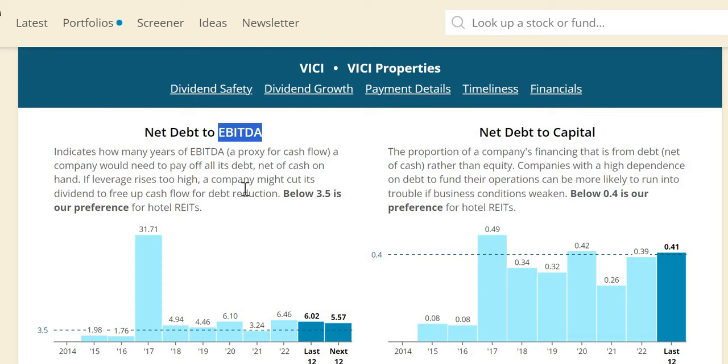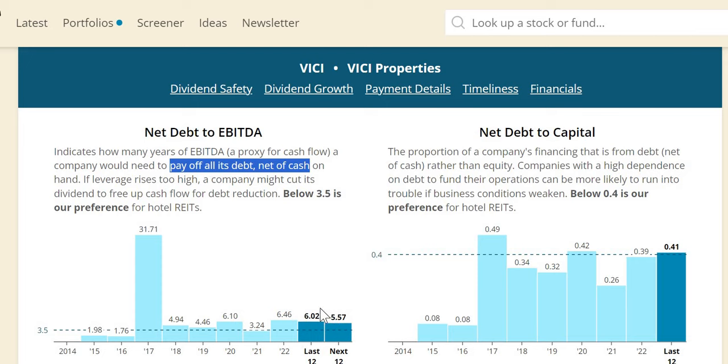One, the dividend safety, and two, the balance sheet strength. It shows us the number of years it would take the company to pay off all of their debt net of capital cash. Now, personally, I like to see below 5.5. If you want to be specific for hotel REITs, you could argue below 3.5, but it does come under the question whether or not you see VICI Properties as a REIT or if you want to be more specialized as a hotel REIT. Nonetheless, 6.46 was what it was in 2022, so it'd take them 6.46 years to pay off, as we can see, all of their debt net of cash on hand.